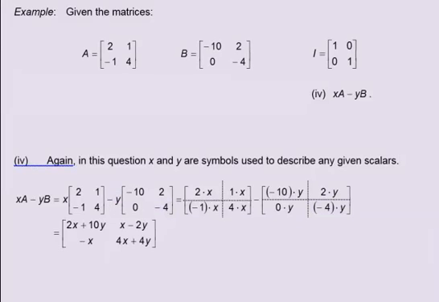This gives the answer of 2x minus minus 10y, which is 2x plus 10y, x minus 2y, minus x, and 4x minus minus 4y, which equals 4x plus 4y.